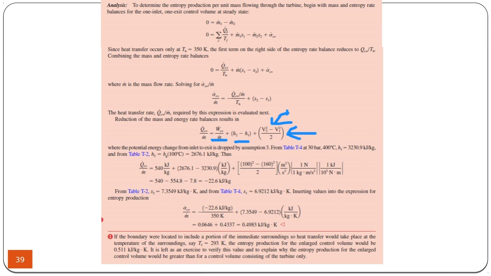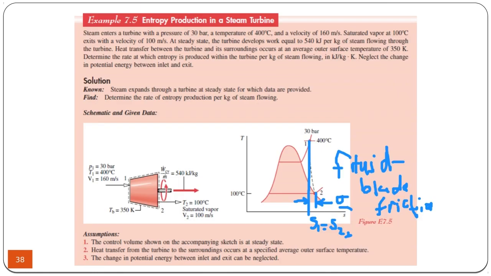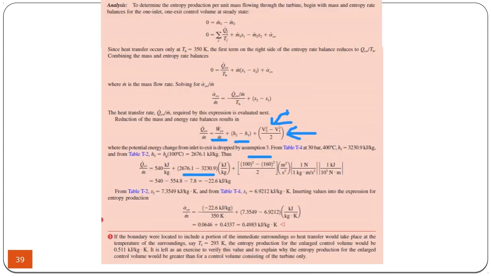So this much energy change is due to the kinetic energy, and this is the enthalpy change according to the given values. At the inlet, it was steam at 30 bars, 400 kelvins, and at the exit it says that it's a saturated vapor at 100 Celsius. So for the first one, you're going to use the superheated steam table, and for the exit, you're going to use the saturated table.